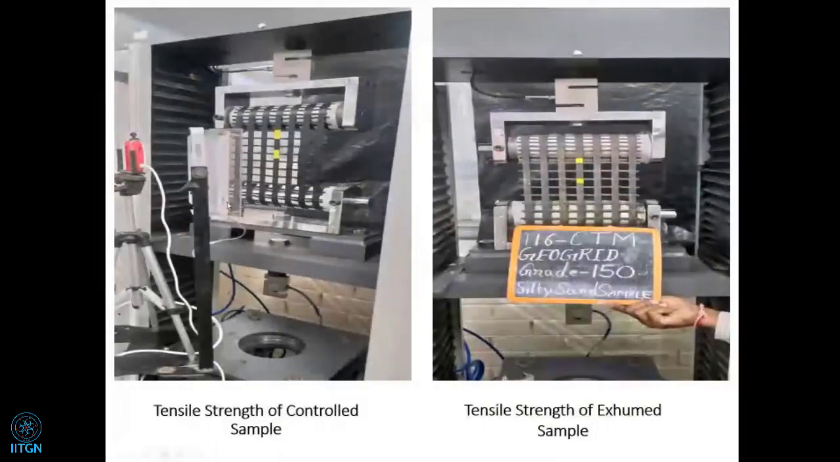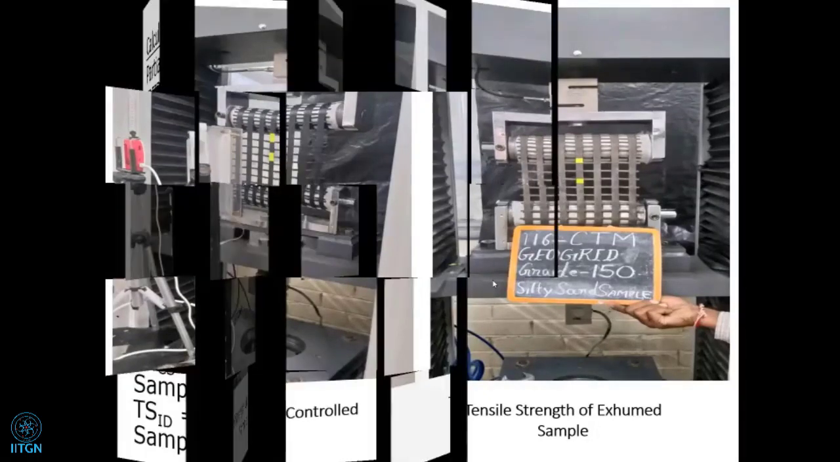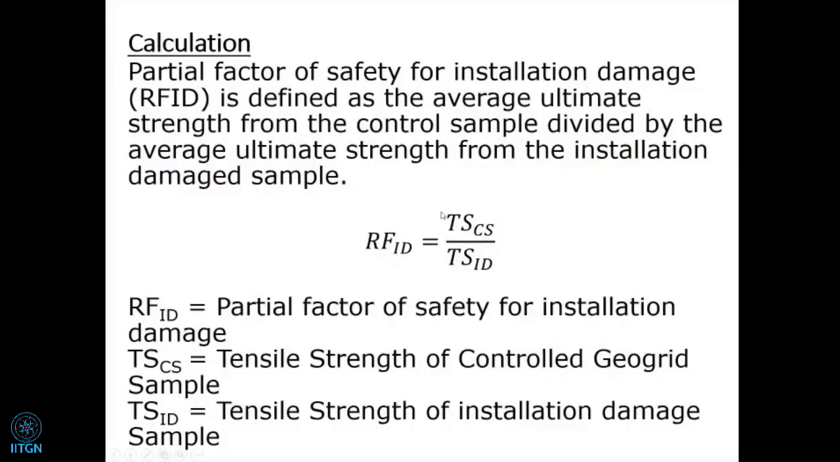See, on the left side, this is the tensile strength of the control sample before laying in the installation bay. Then this is the exhumed sample. Exhume means after rolling a number of passes, we exhume our samples manually or with some mechanical system. Then we check in the laboratory how much difference there is in the tensile strength; that ratio gives you the installation damage. This is the formula. The partial factor of safety for installation damage, RFID, is defined as the average ultimate strength from the control samples divided by the average ultimate strength from the installation damage samples. Whatever the ratio of tensile strength is gives you the RFID value.